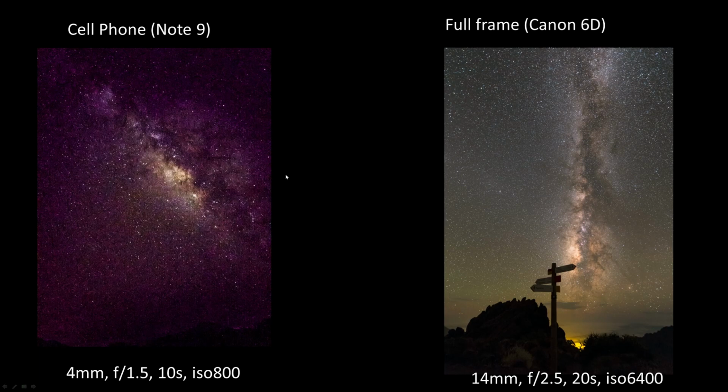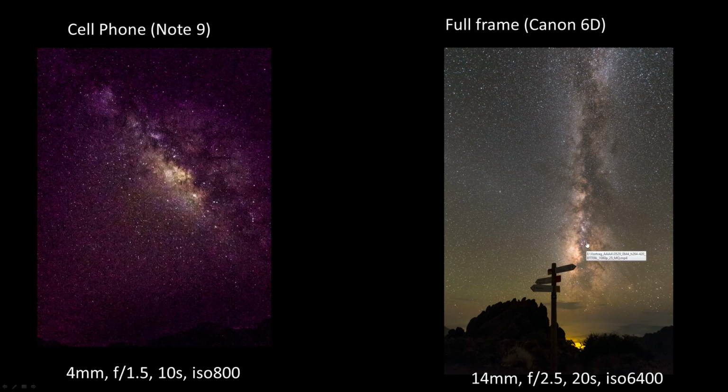And this was an example taken with my Note 9 cell phone of the center of the Milky Way. It's a physical focal length of 4 millimeter at f1.5, 10 seconds exposure, and the maximum ISO of 800. And you can see the Milky Way, which is really nice. You can see the dark horse, you can see all those details more or less.